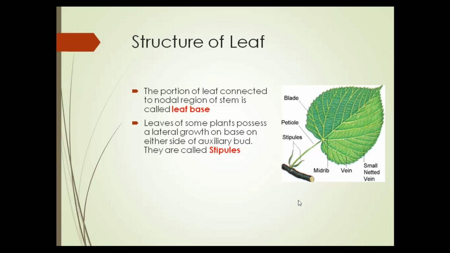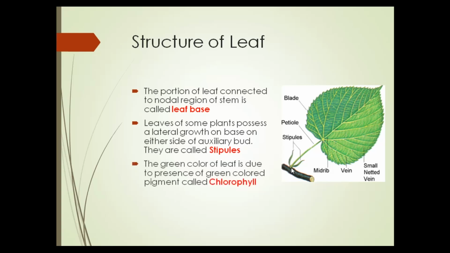Now let us see here. The leaf base is nothing but the point or the portion where it is connected to the node. Stipules are nothing but small lateral growths. Here there are two, as shown here, from the axillary bud point. The green color of the leaf is due to the presence of a colored pigment called chlorophyll. The lower side of the leaf has tiny pores or openings that are referred to as stomata.